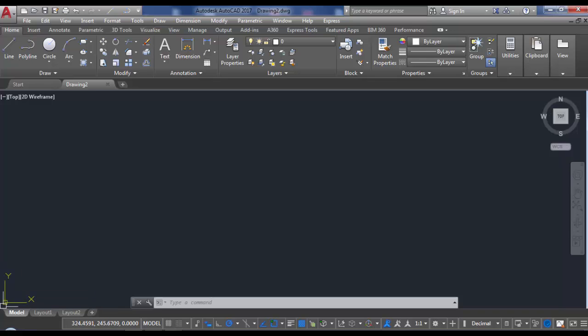Then we have this coordinate system over here. This is called UCS, and this WCS over here. If we go for 3D, you can see the coordinate system has changed, with X, Y, Z. Since we are working with 2D only, I'll be using X and Y only.